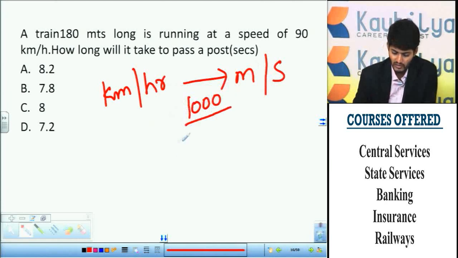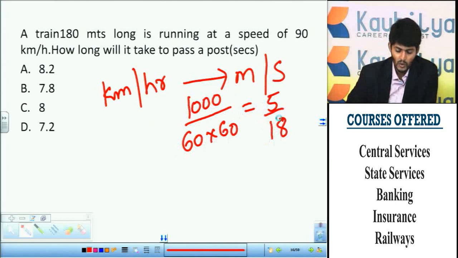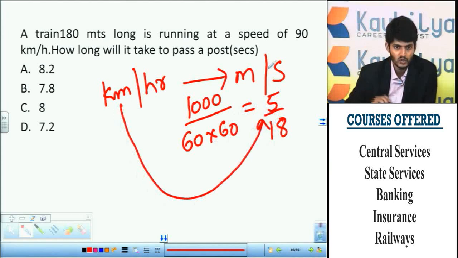So the final conversion factor would be 1000 by 60 into 60, which would come around 5 by 18. A lot of people will tell you, if you want to convert kilometers per hour into meters per second, you multiply with 5 by 18, you will get meters per second, and vice versa. If you want to convert meters per second into kilometers per hour, you just take the inverse of it, which is 18 by 5.